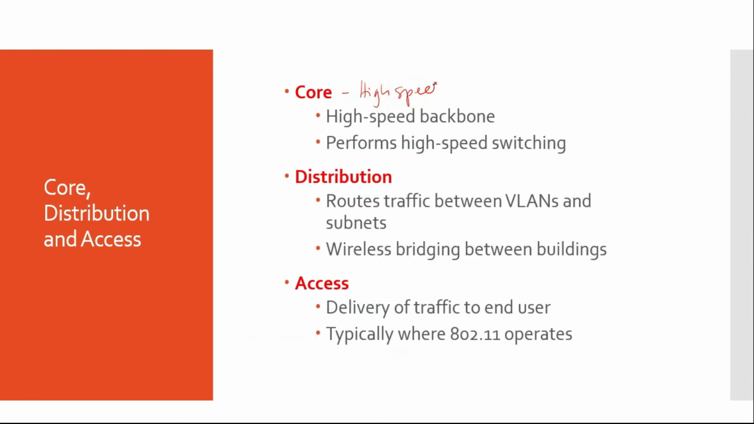Core layer performs high-speed backbone and high-speed switching. Distribution layer provides medium travel speed and distributes the traffic within the city or metropolitan area. Last one. Access layer of the network is responsible for slower delivery of the traffic directly to end user or end node. And this is typically where 802.11 operates.